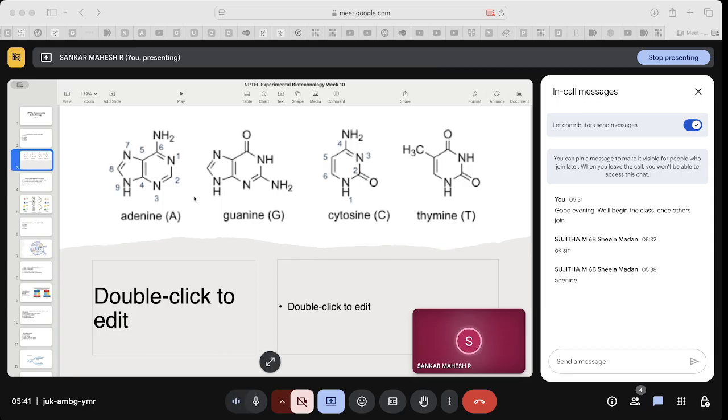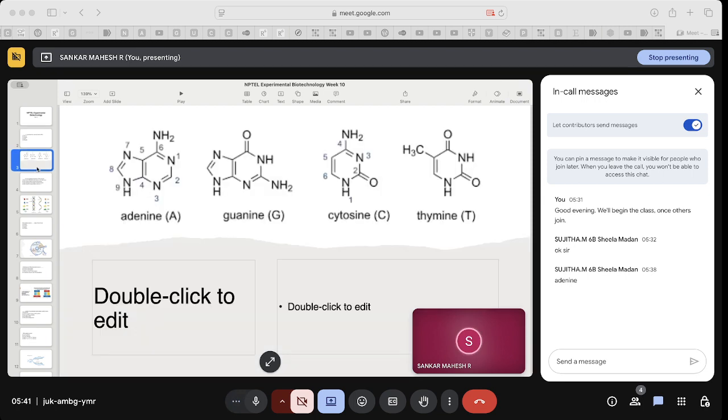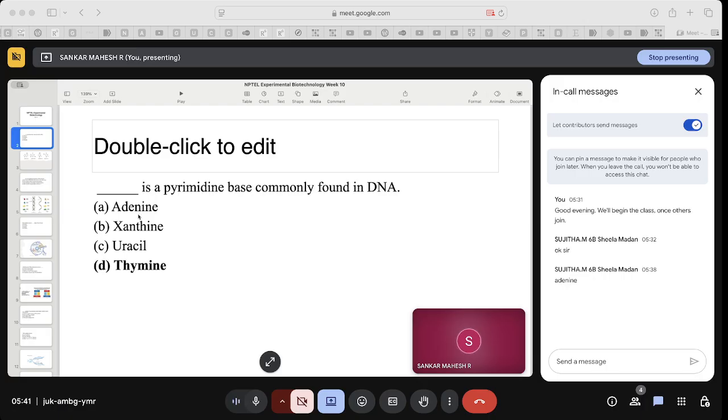In RNA, you have different cases, so we'll not get into that as of now. But since you're talking about DNA, this is what we need to know. And among these, pyrimidines are the ones with the lower number of rings, which is cytosine and thymine. So among these different options, thymine is the right answer. So thymine is the pyrimidine base commonly found in DNA. That is the appropriate option.